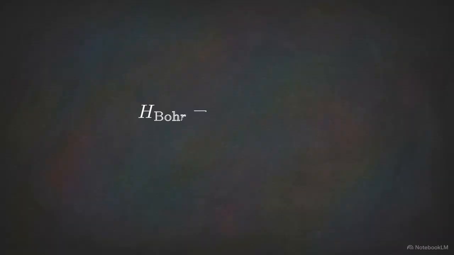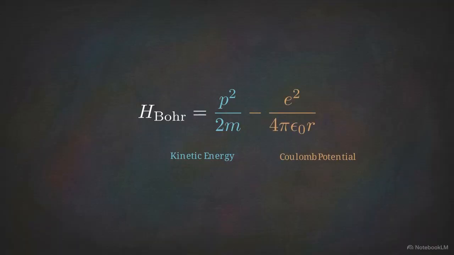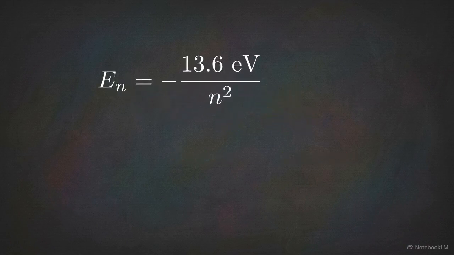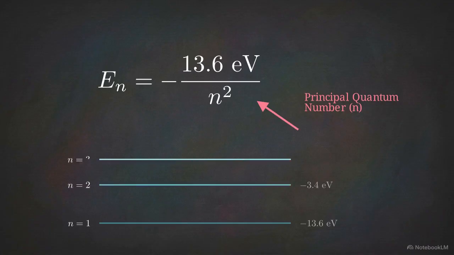This is the standard Bohr Hamiltonian. It models hydrogen using only classical kinetic energy and the Coulomb potential energy pulling toward the nucleus. Under this model, allowed energy levels depend entirely on a single integer, the principal quantum number, n.